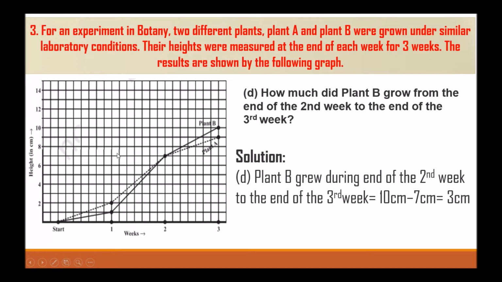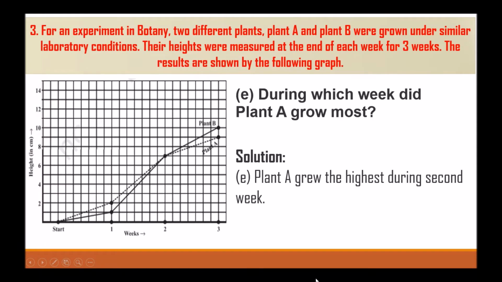How much did plant B grow from the end of the second week to the end of the third week? So end of the second week it was 7 centimeter, and end of the third week it was 10 centimeter. So 10 minus 7, that is 3 centimeter it grew at the end of third week.